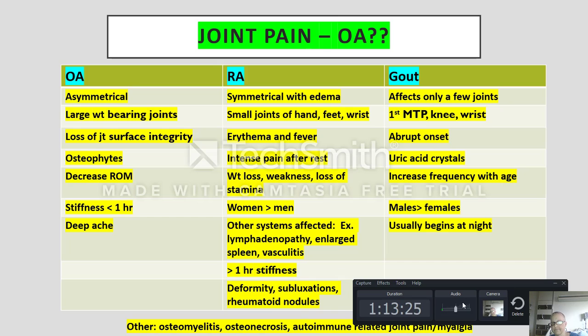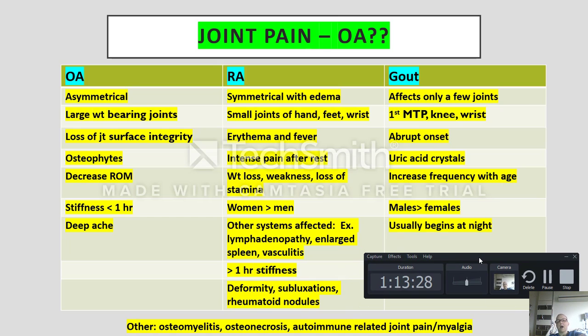Joint pain. Osteoarthritis. So this looks like it's comparing and contrasting osteoarthritis, rheumatoid arthritis, and gout. Osteoarthritis is asymmetrical versus rheumatoid arthritis is symmetrical with edema. So with your osteoarthritis, it's going to be asymmetrical. And with your rheumatoid arthritis, it's going to be symmetrical with edema.